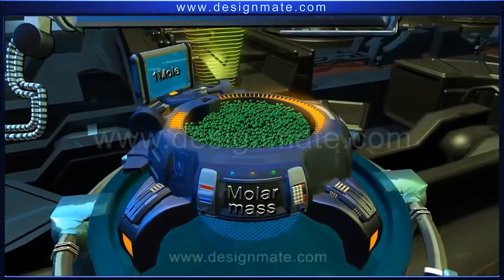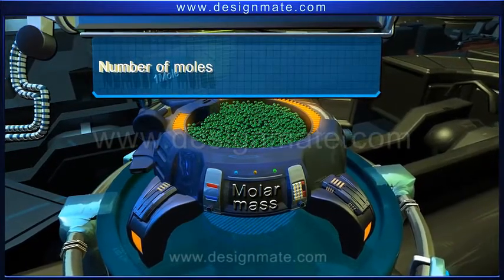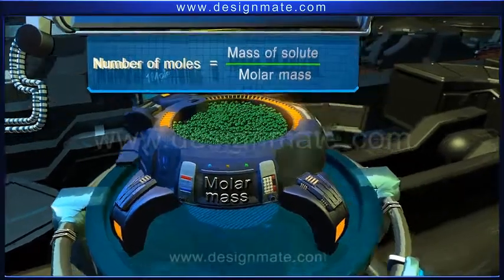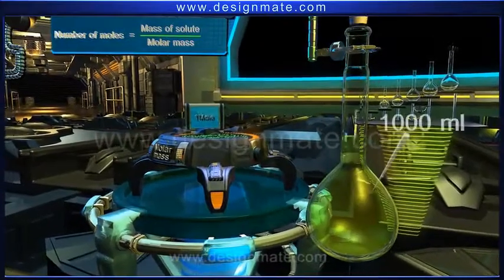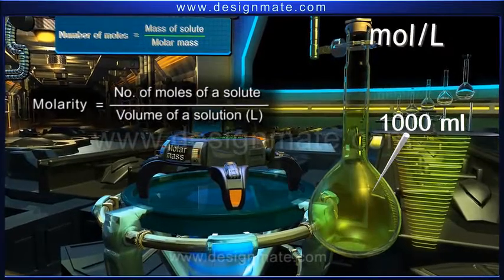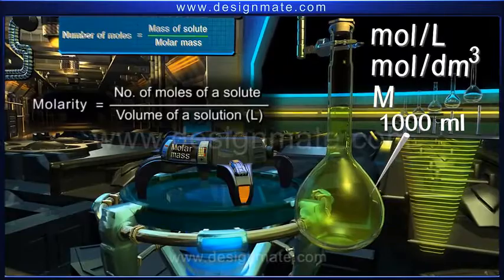The number of moles of a solute present in a given solution can be determined by dividing the mass of the solute by its molar mass. The number of moles of a solute present in 1 liter of solution is called its molarity. It is expressed in mole per liter or mole per dm³ and is denoted by an uppercase M.